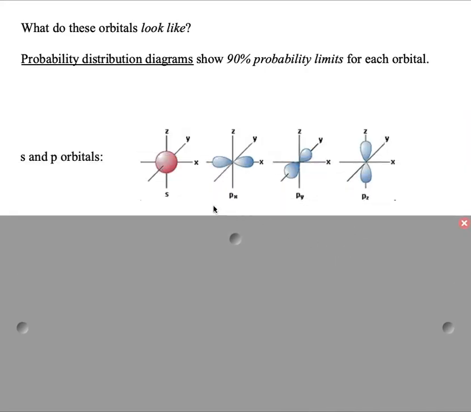S orbitals are always spherical. P orbitals, remember there are 3 p orbitals in any p sublevel. They're called the p sub x, p sub y, and p sub z. Each p orbital is a separate orbital, and it consists of 2 lobes of electron density that are pointed along one of the 3 Cartesian coordinate axes. This is the p sub x on the x-axis, this is the p sub y on the y-axis, and this is the p sub z on the z-axis.